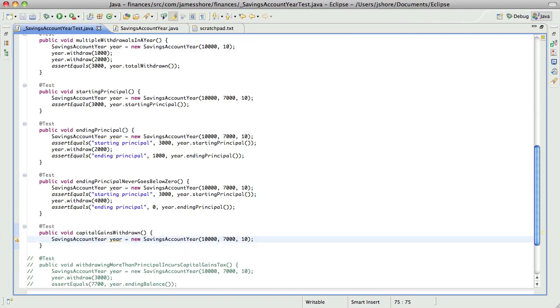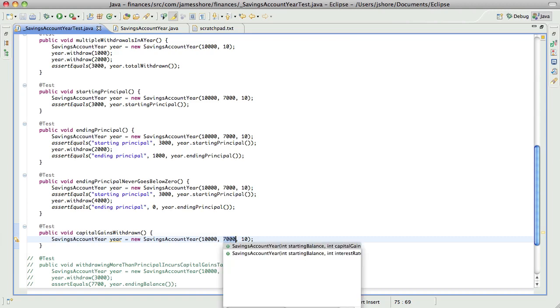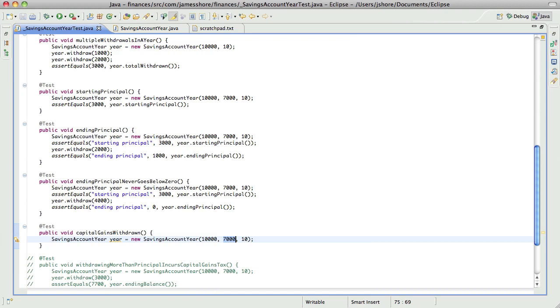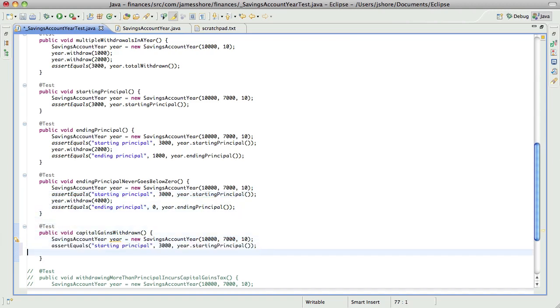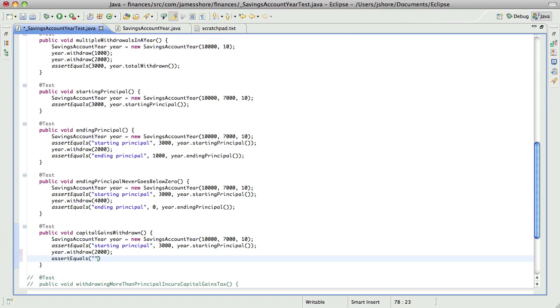It's interesting that I've put in capital gains here rather than principal. And the reason I did that is because that's the way my spreadsheet works. It keeps track of the total capital gains. But I'm not sure if that's really what I want to do, but that's okay. For one thing, I'm putting in the starting principal just to make the test easier to read. It shouldn't be necessary. So if I withdraw 2,000, then the total capital gains withdrawn should be 0.